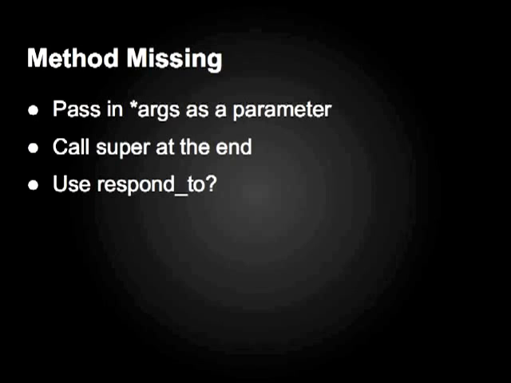A few things to keep in mind though. You do want to pass args as a parameter or something like this, because you're not necessarily going to know all the different ways that people are going to call methods that might not happen to exist that you might want to catch and do something with. You also want to call super at the end, so that if your method_missing method can't handle whatever somebody's trying to call, you just delegate that to another class higher in the inheritance chain. And finally, it's a good idea to use respond_to? as well to see if your class can indeed handle the method that somebody's trying to invoke.